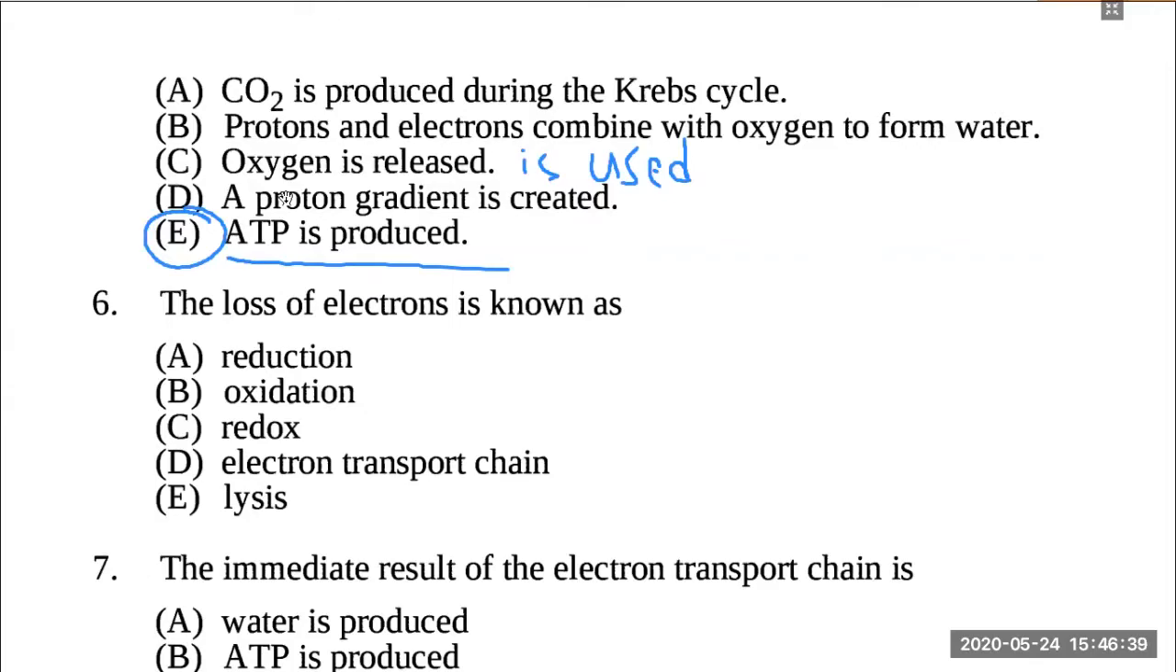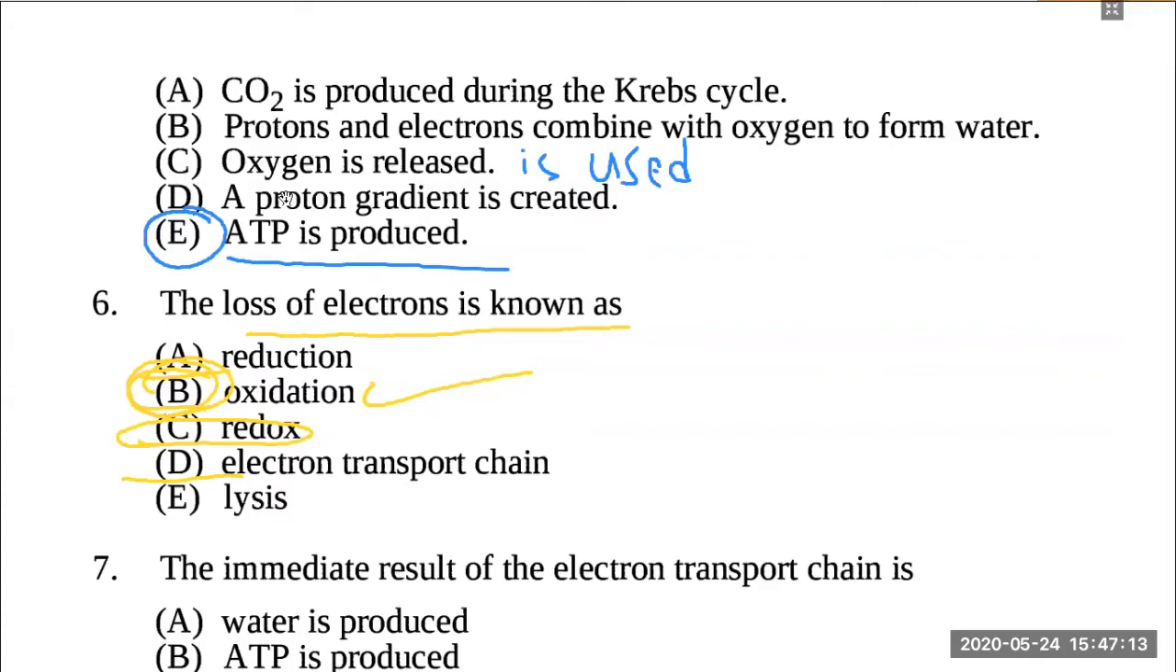In which it says the loss of electron is known as... we have reduction, we have oxidation, we have redox. We have to know that redox is the combination of oxidation and reduction processes. We have electron transport chain and we have glycolysis. But the loss of electron is known as oxidation. So the answer for the question is oxidation.